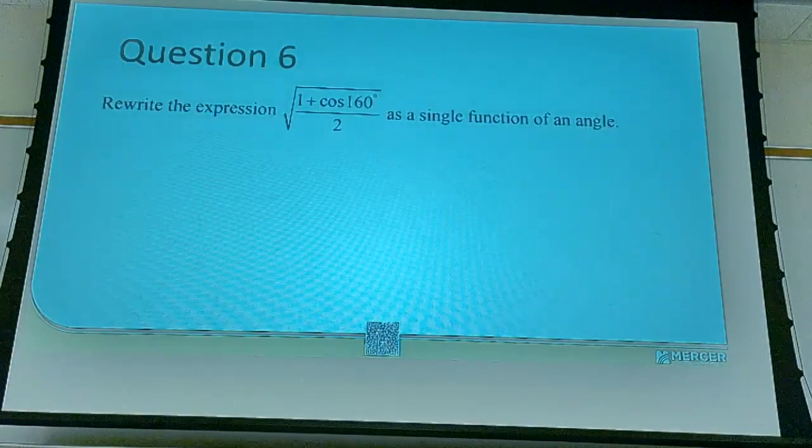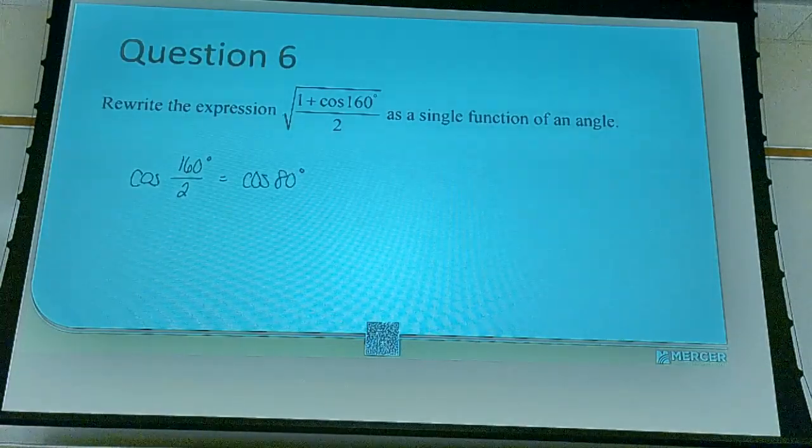Square root of 1 plus cosine of 160 degrees over 2. 160 over 2 is 80 degrees. That's quadrant 1. Is cosine positive in quadrant 1? Yes. That's just cosine of 80 degrees.